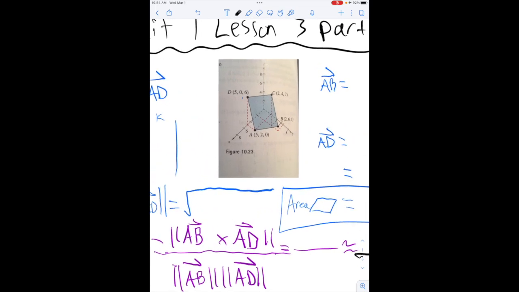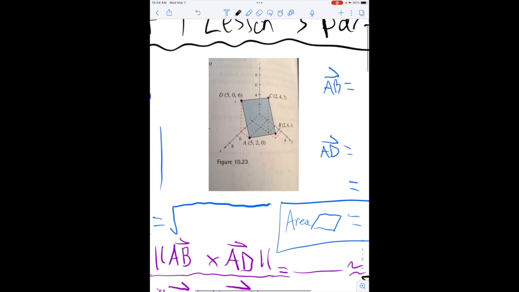Show that the quadrilateral with the vertices at the following points is a parallelogram. Then find the area of the parallelogram. Is the parallelogram a rectangle?